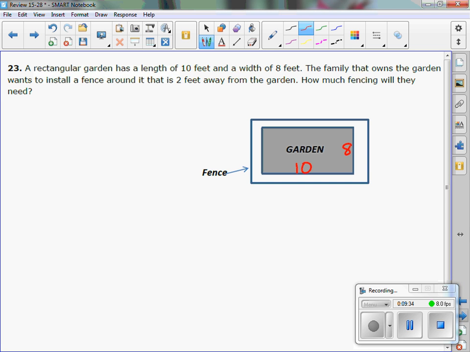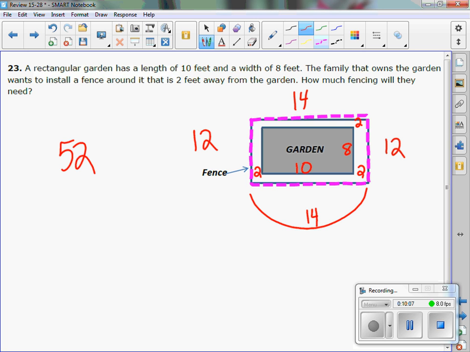So I want to find basically the perimeter, this outer box, because we want to find out how much fencing we're going to need. We know we want a 2 feet gap between the garden and the fence. So really, my length of my fence needs to be 10 plus 2 plus 2, which is 14. Same for my width, 2 foot gap. So 8 plus 2 plus 2 is 12. Now you have the information to find out how much fencing material you will need, which comes out to 52 when you add that all up.